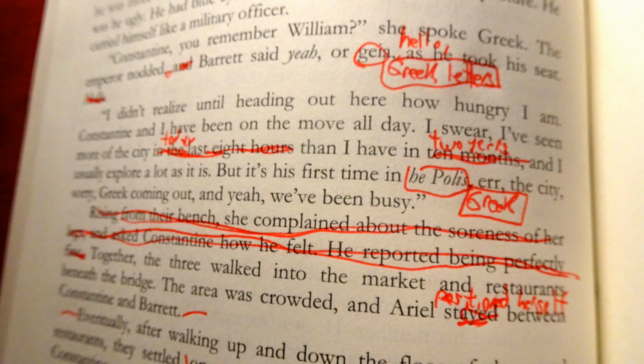So, there's the part at the top there, where it says Gaia or whatever. I just want to change that to the Greek letters just because I think it looks so cool. I love Greek so much. And then towards the middle, there's the line He Polis, which means the city. And so I think I'll just change that to the Greek letters as well.